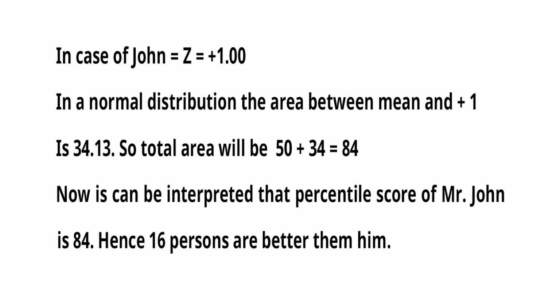normal distribution curve. Now, you see, in the case of John I have explained that Z is plus 1. In the normal distribution the area between the mean and plus 1 SD, which I was just showing you, is 34.13. So, the total area will be 50 plus 34, which is equal to 84. Now, it can be interpreted that the percentile score of Mr. John is 84, hence 16 persons are better than him and the remaining are below him. Clear? So, in this way we calculate the standard scores.